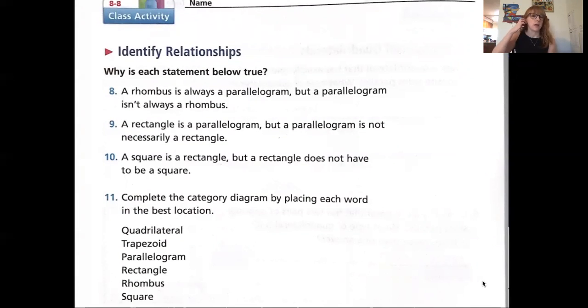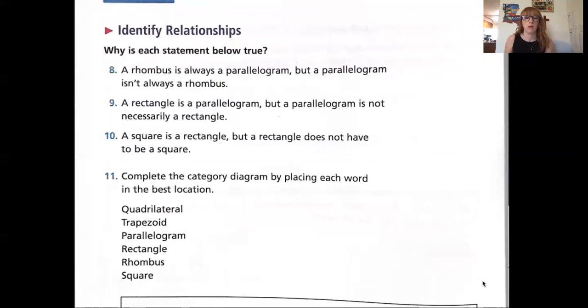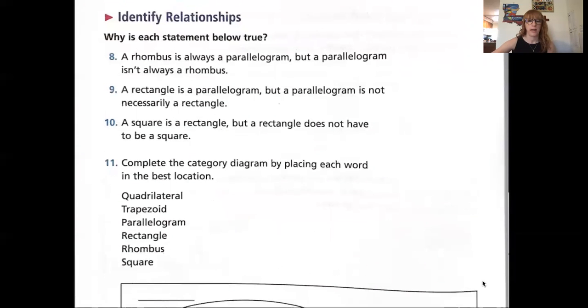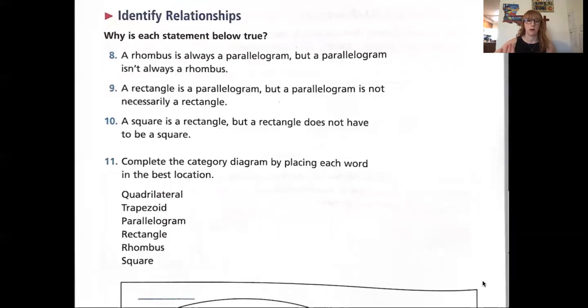Number 8 says a rhombus is always a parallelogram, but a parallelogram isn't always a rhombus. Well, if we look back, a rhombus has 4 sides, which a parallelogram also has. It has 2 pairs of opposite sides that are parallel, which is important to being a parallelogram. But a rhombus also has 4 equal sides. But not all parallelograms have 4 equal sides. So a rhombus is always a parallelogram, but a parallelogram does not have to have 4 equal sides to be a parallelogram, which is why a parallelogram is not always a rhombus.